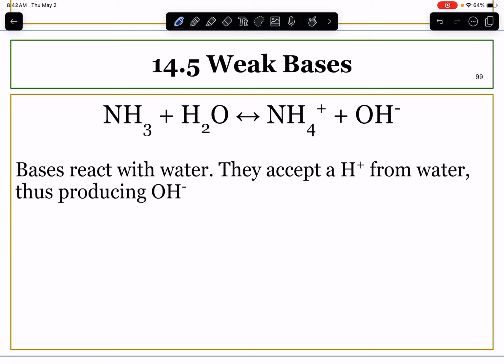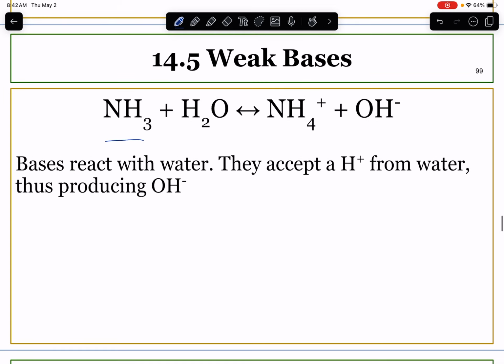Alright, so bases react with water. They accept a hydrogen ion from water, and then they produce hydroxide. So you can see this is the base, ammonia, NH3, and it's going to accept a hydrogen ion from water. Then the NH3 turns into NH4 with a positive charge because it's a hydrogen ion, and the water is left looking like this, hydroxide minus.